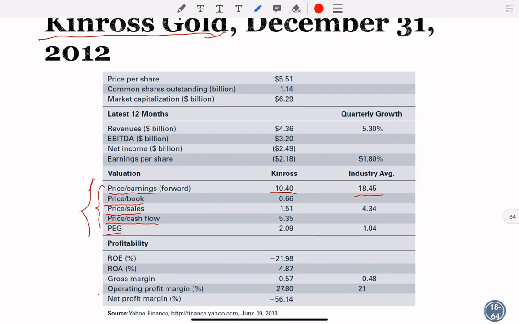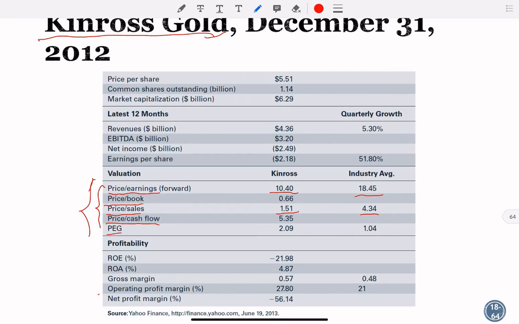And now let's say we're also thinking about the PS ratio, the price sales ratio. So Kinross's PS ratio is 1.5 and the industry average is 4.34. So here you can see that Kinross actually has a much lower PS ratio compared with the industry average. So again, it seems that the PS ratio also suggests that this firm is undervalued. But again, the PS ratio does not give you this firm's growth potential.